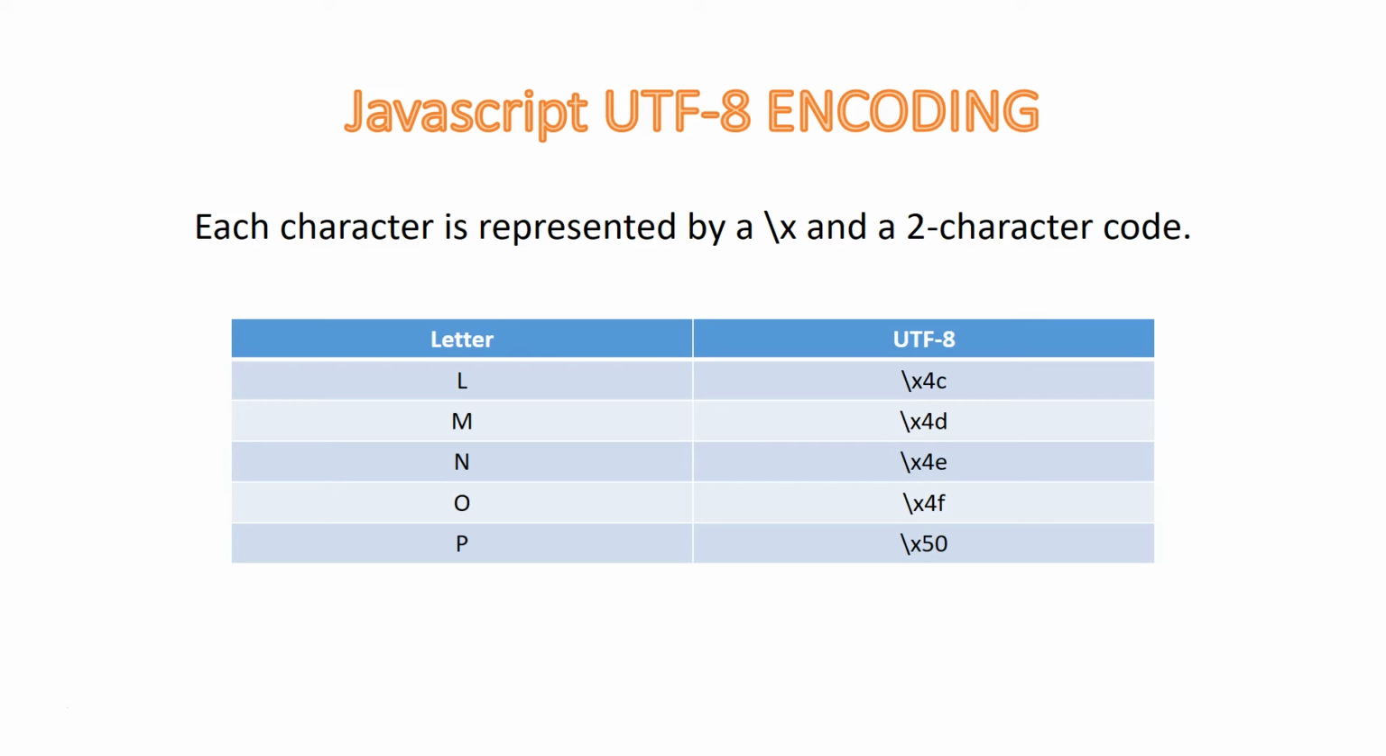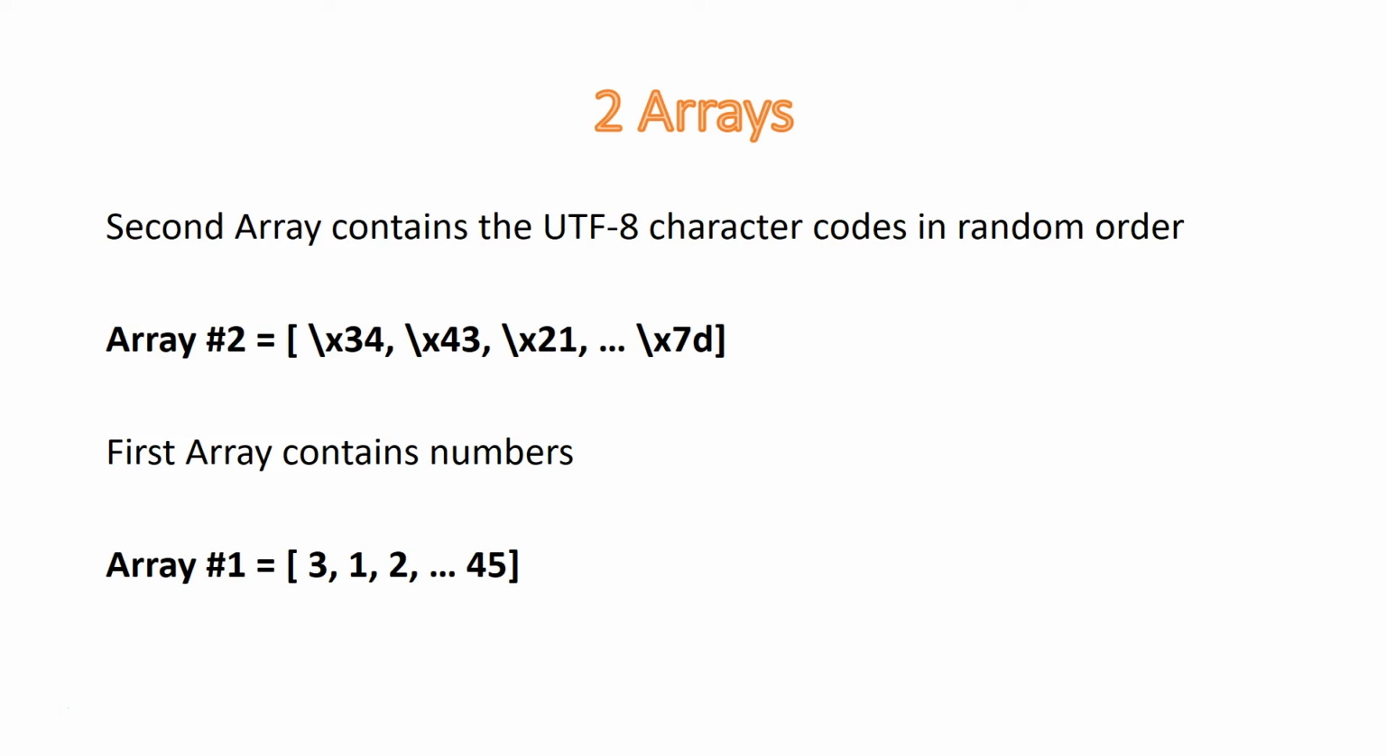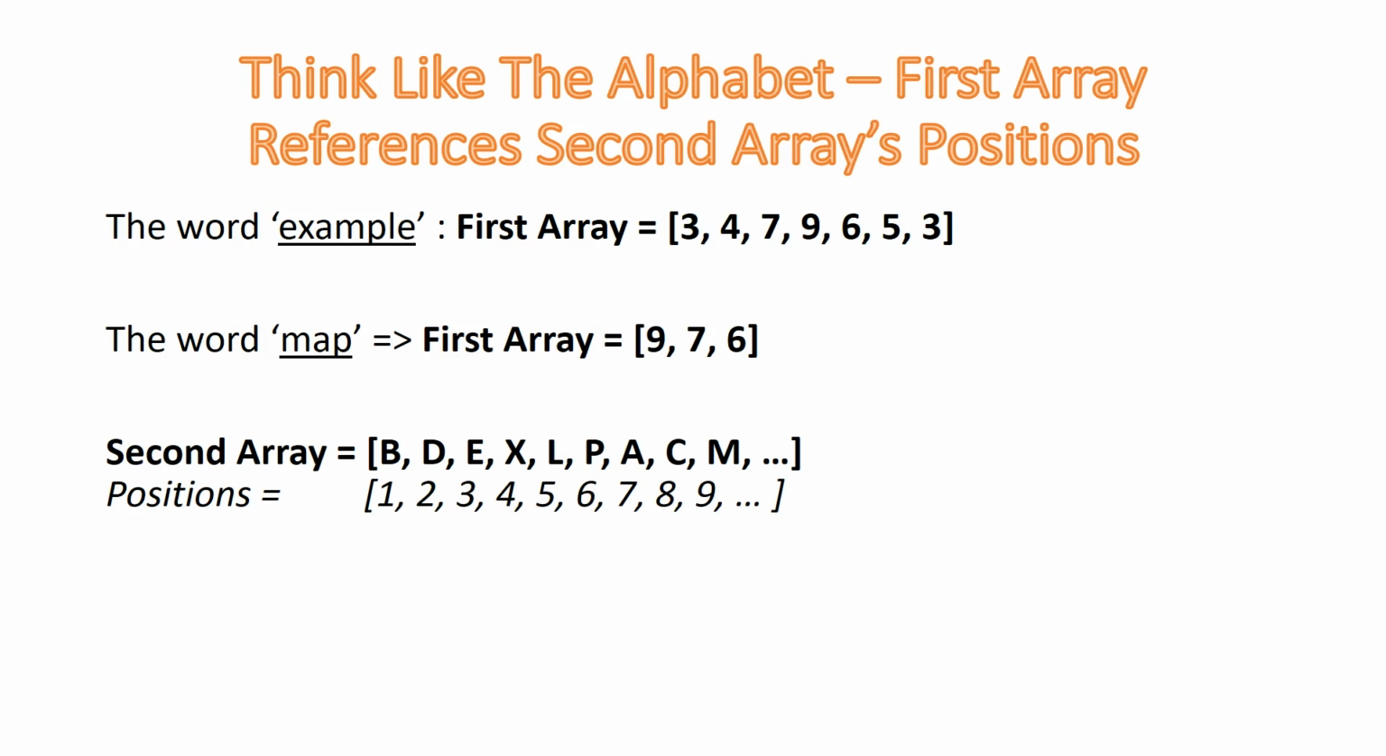It took its evil code and it turned it into UTF-8 and it encoded it so nobody could read it. And it did that in 2 arrays. So the second array was the code. It listed all of the UTF-8 codes. There's something like 200 of them. And the first array contained numbers. So this sounds pretty messed up, but it kind of works like this.